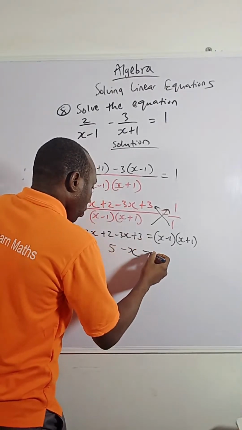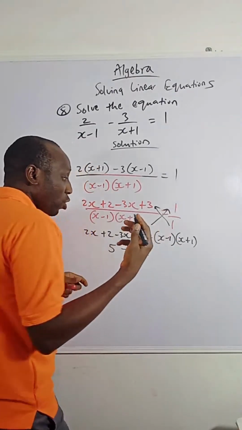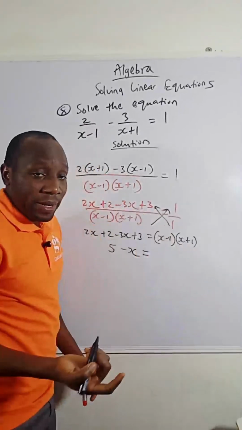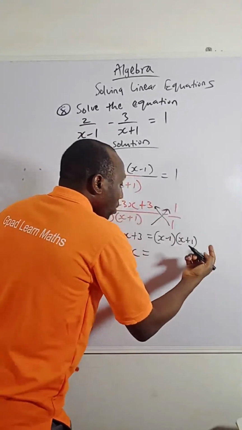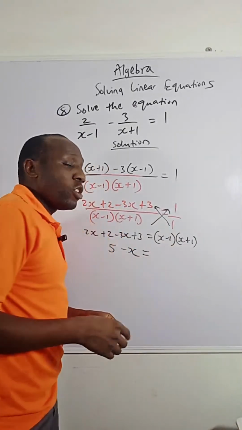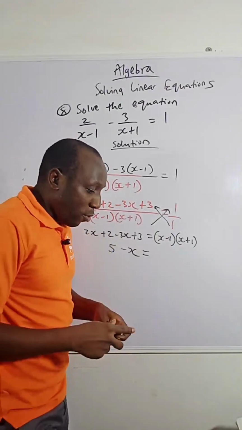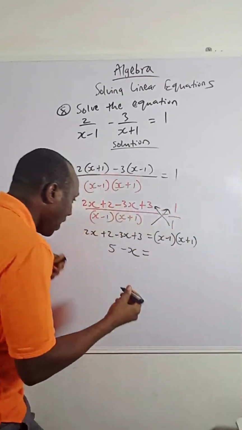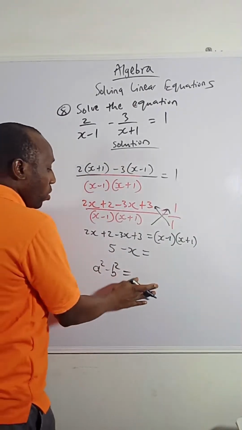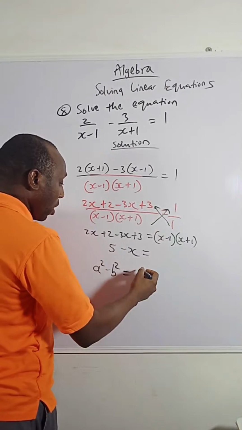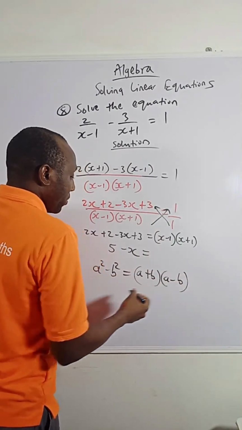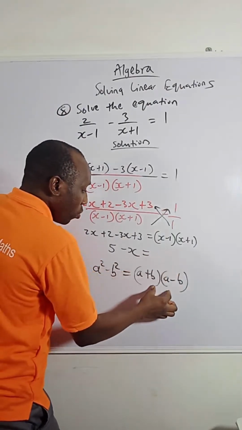And this is equal to, let's expand this. Use x to multiply everything in the second bracket, and use negative 1 to also multiply everything in the second bracket. But this is the result you get when you use difference of two squares. If you have a squared minus b squared, to factorize it you get a plus b in bracket and a minus b, right?